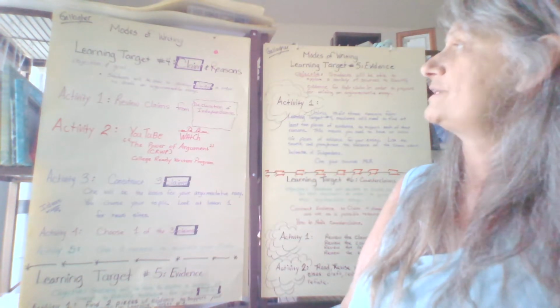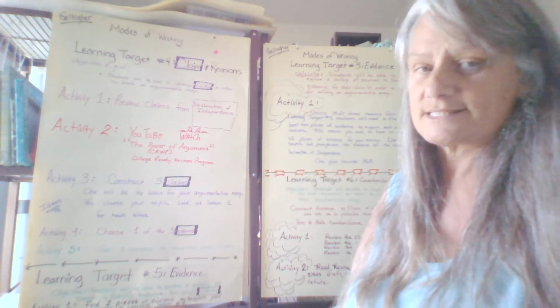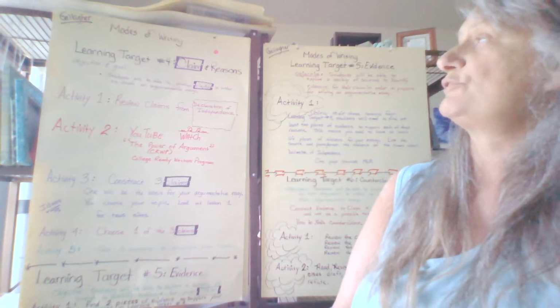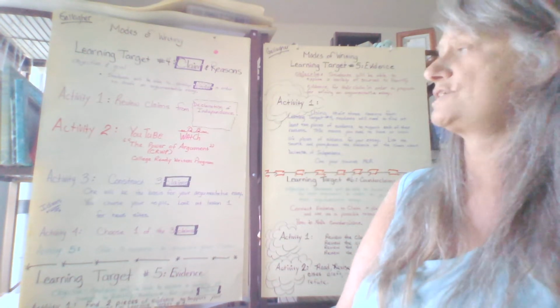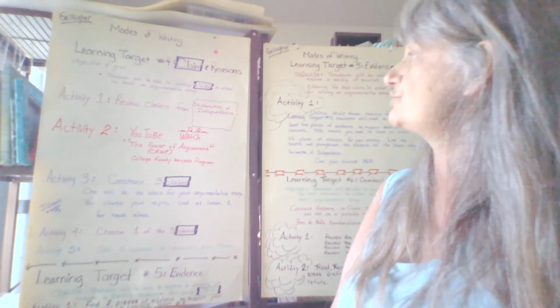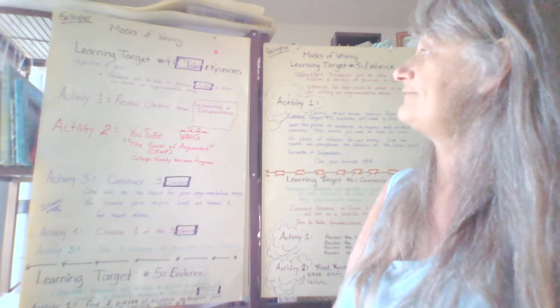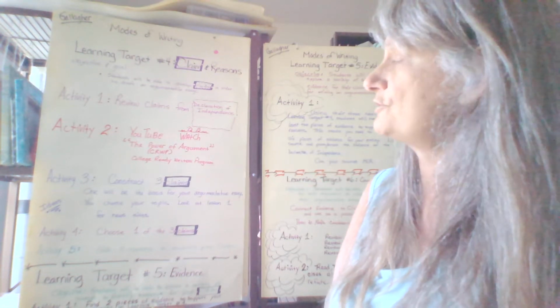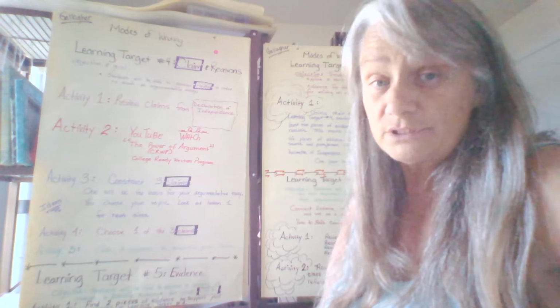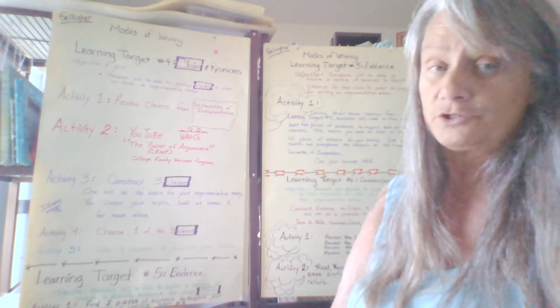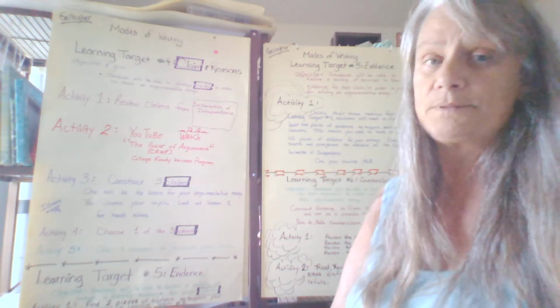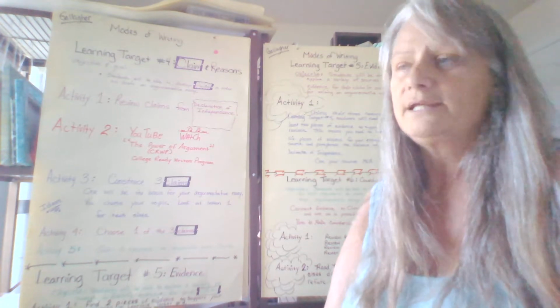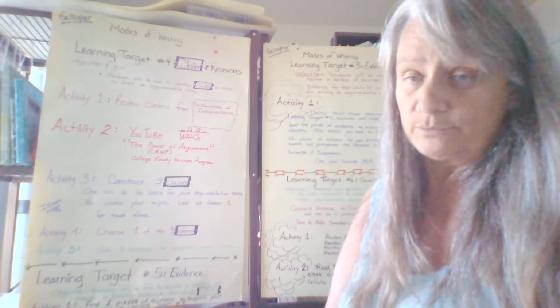Learning target number 4 is claim and reasons. The objective goal for today's lesson for modes of writing for learning target number 4 is that students, you, will be able to develop claims in order to draft an argumentative essay. So if we were in the classroom, we would actually be writing an argumentative essay together, and I would pick out a newspaper article or something that would be in the news, and we would go ahead and write together.